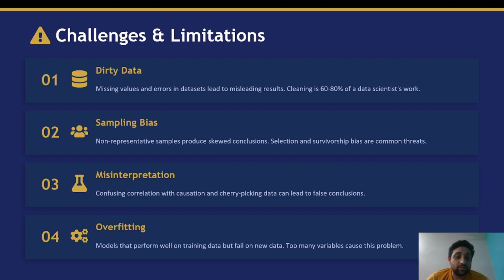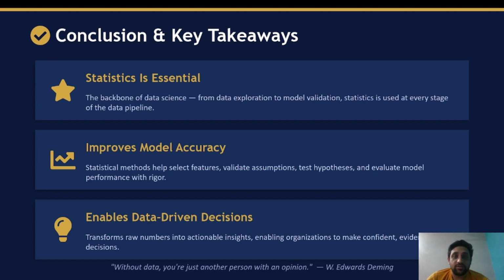Now let's move towards the conclusions and key takeaways. To conclude, statistics is an essential part of data science. It supports every stage of the data pipeline, from understanding data to building and validating models. It improves model accuracy by helping in feature selection, assumptions testing, and performance evaluation. Most importantly, statistics enables data-driven decision making by converting raw data into meaningful insights.